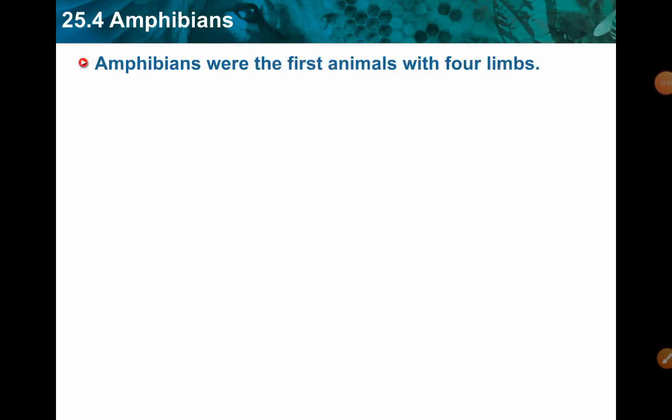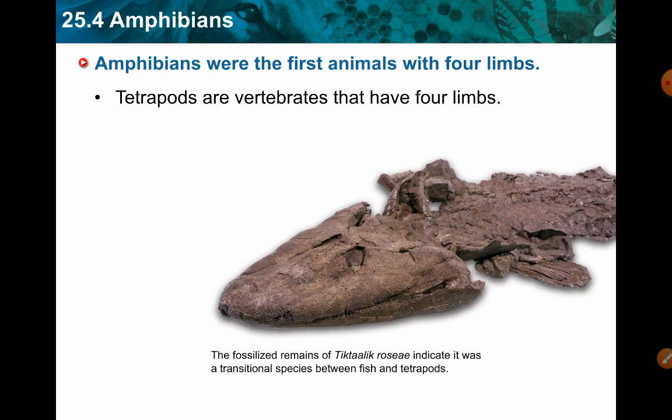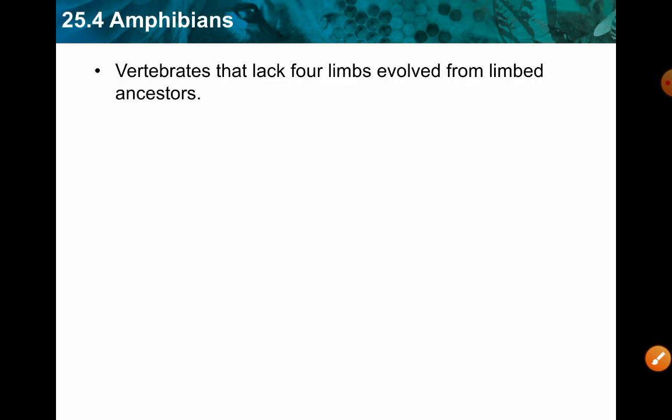Now we will move to the next part: you must know that amphibians were the first animals with 4 limbs. There is a scientific term called tetrapods. Tetrapods means the vertebrates that have how many limbs? 4 limbs. Amphibians are considered one of them, the first tetrapods to appear in life. So you must know the meaning of tetrapods, and that amphibians were the first animals to appear with 4 limbs. Okay, let's move to the next part.